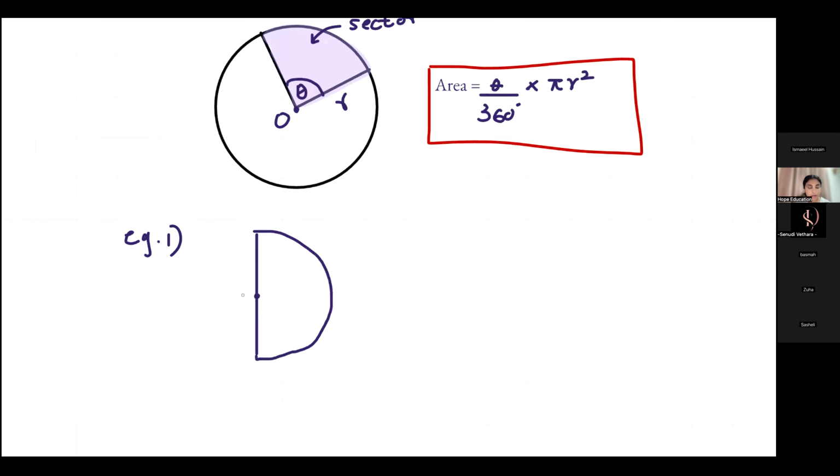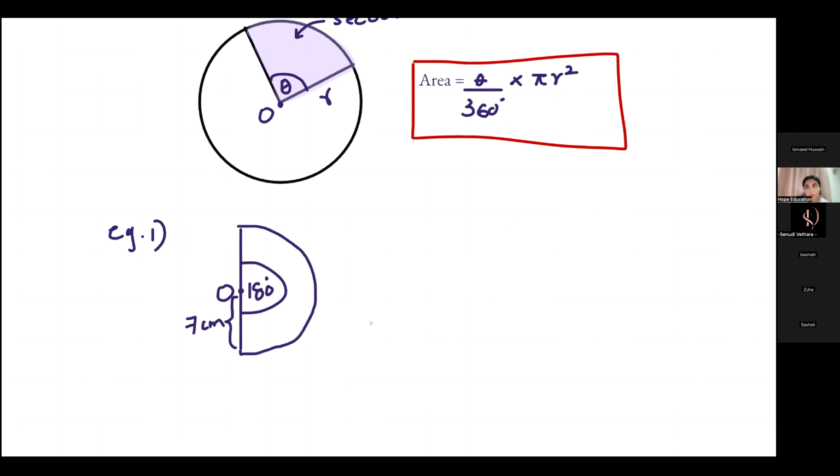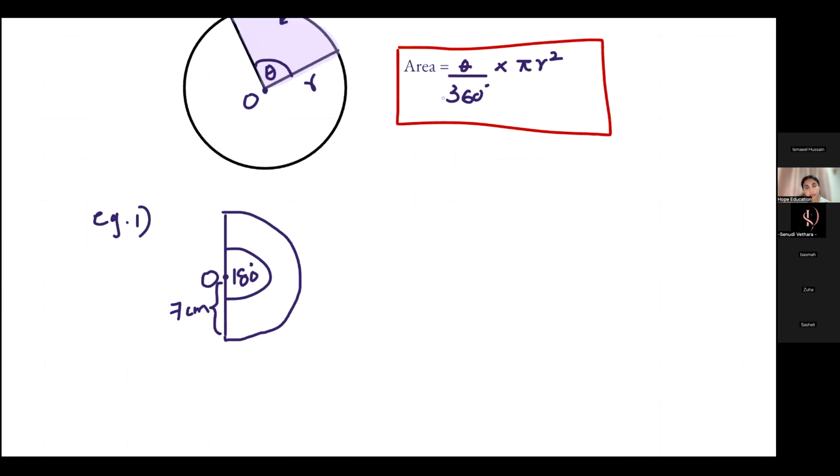Center is O and the radius is, let's say, 7 centimeters. And let's say the angle here is 180 degrees. Okay. So how do you find the area? This is our formula. Area equals theta over 360 multiplied by pi r squared.